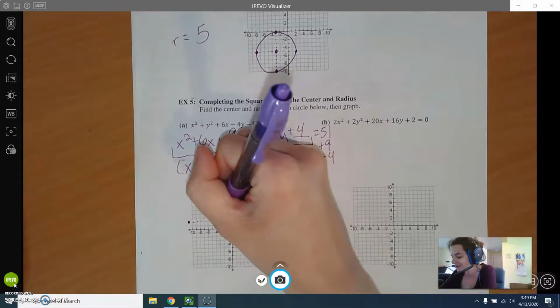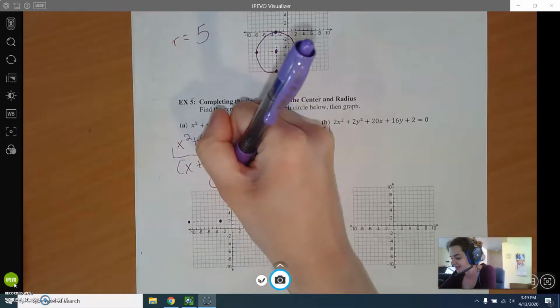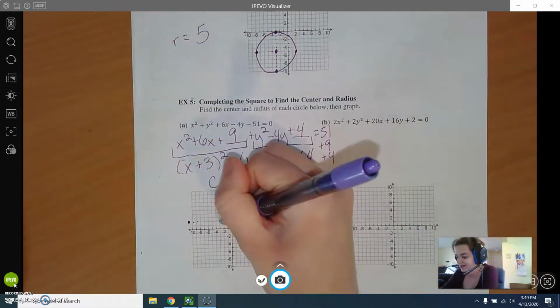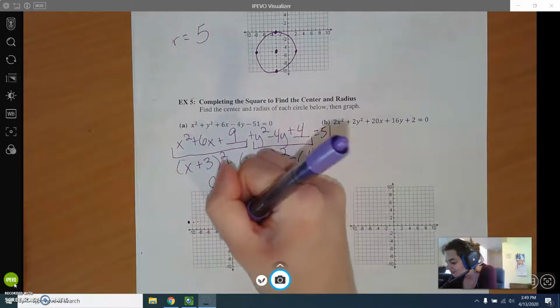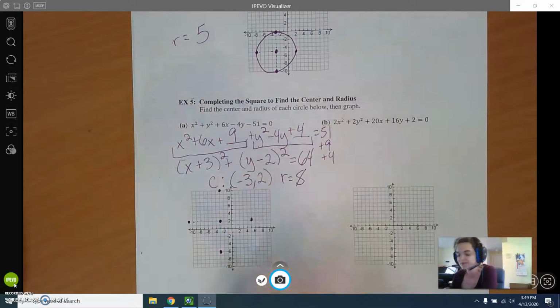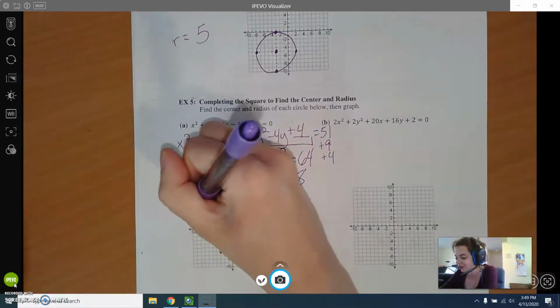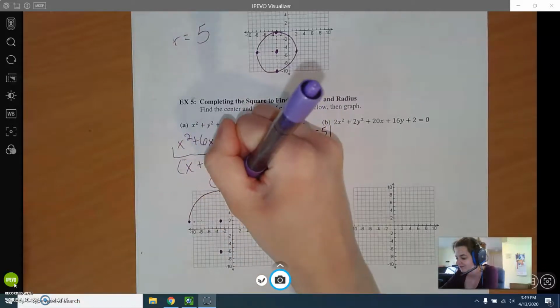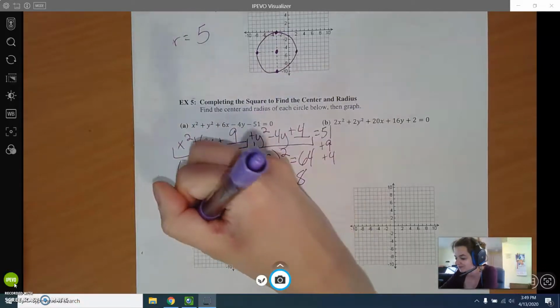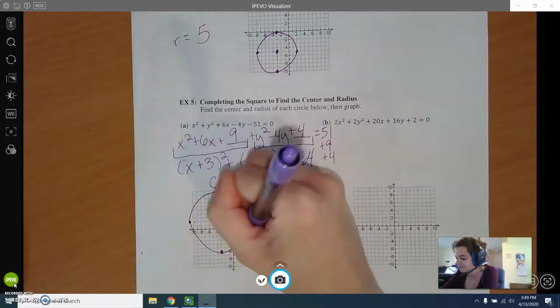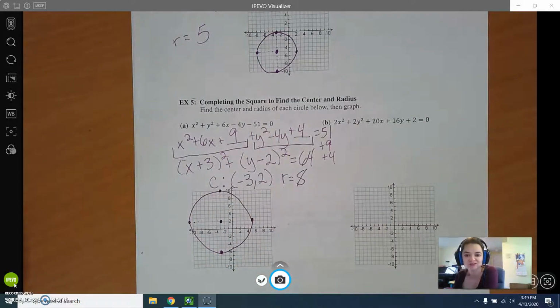Let's see, we can go up 8. 2 plus 8 is 10. We can go down 8, 2 minus 8 would be negative 6. Okay, now that we kind of have the four corners of our circle, let's connect it to make a nice smooth curve. Okay, there's our circle. Alright, last one.